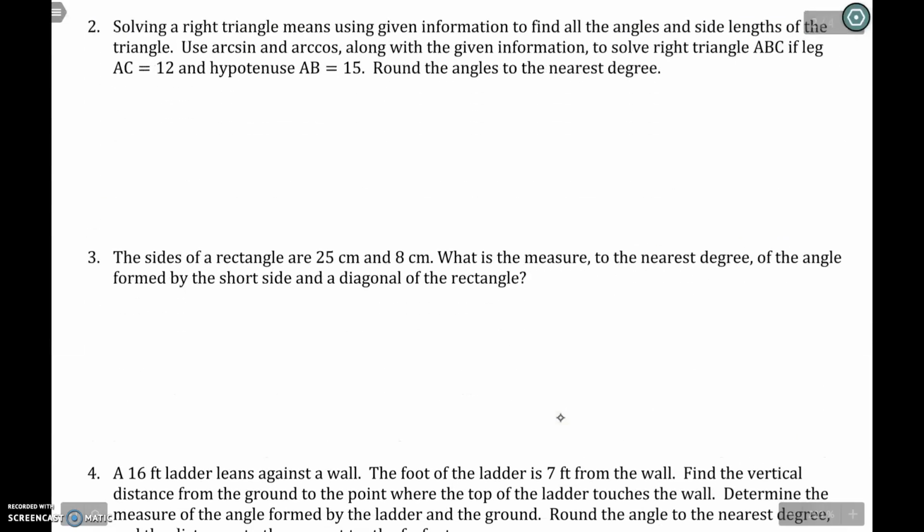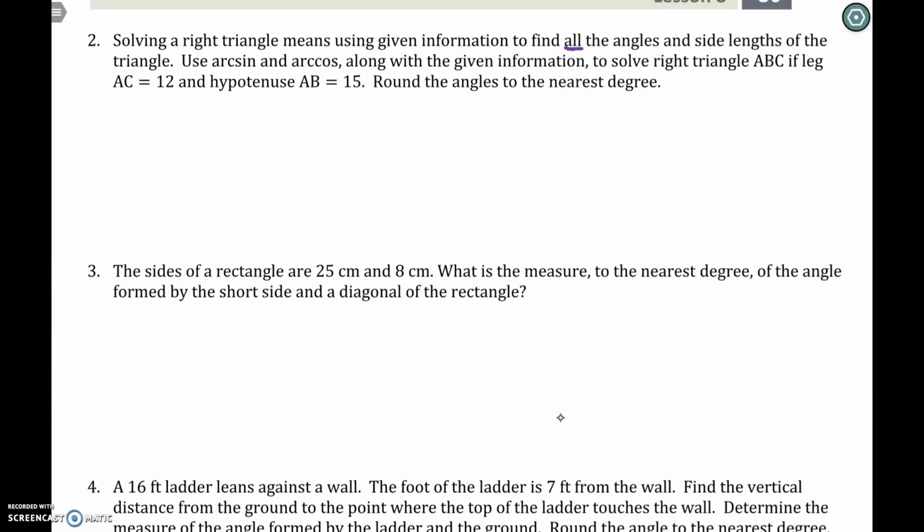Okay, number 12. Solving a right triangle means using the given information to find all the angles and side lengths of the triangle. We are going to be using arc sine and arc cosine along with the given information to solve a triangle. These are other ways of saying inverse, sine -1 and cosine -1. That's what those mean. Okay, so use those along with the given information to solve right triangle ABC.